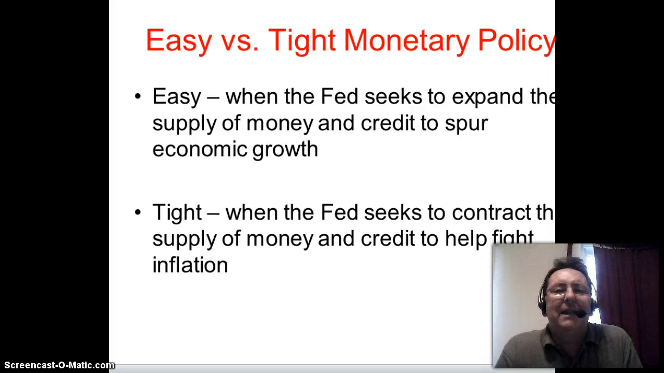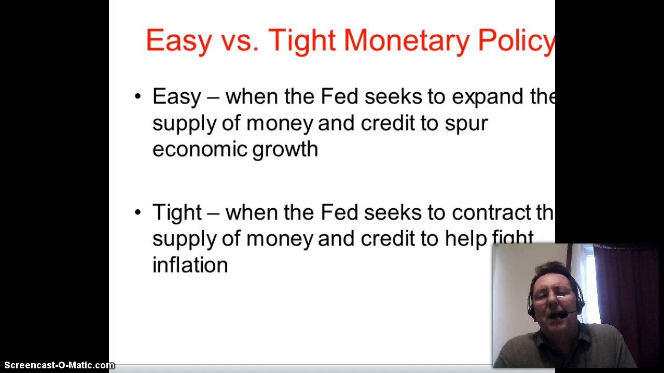The concern in that type of booming economy is that with money flowing really freely, we could develop high inflation, which could be really detrimental to the average consumer and slow down the economy. So if the economy is piping hot and really booming, the Fed will engage in a tighter monetary policy where they aim to contract the supply of money and credit to help fight possible inflation.